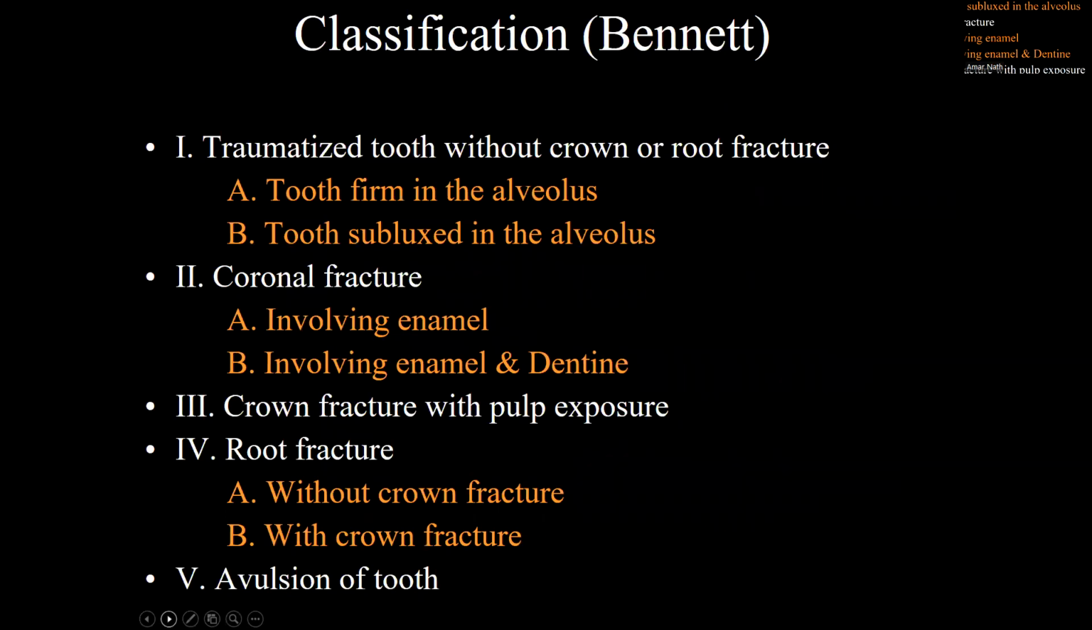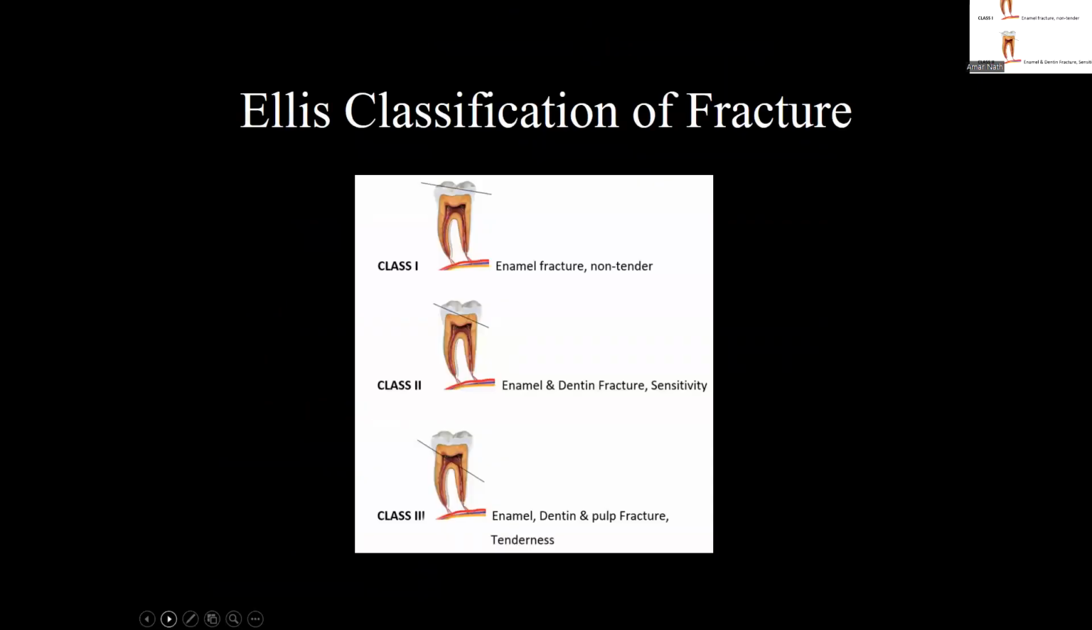There is complete loss of tooth from that socket. Next is Ellis classification of fracture. Ellis in 1970 classified fracture into 9 categories. The first one is only enamel is fractured.